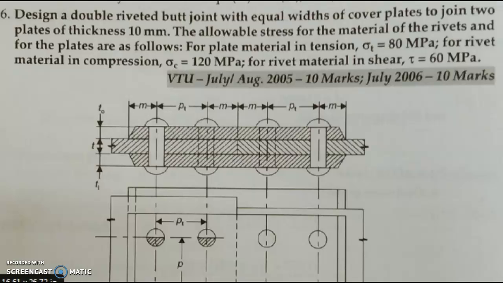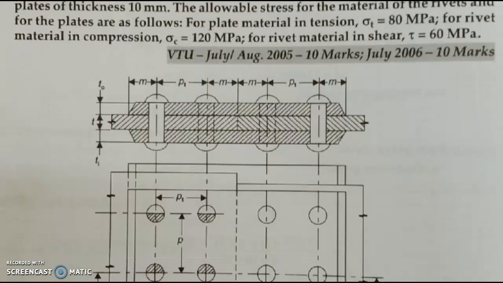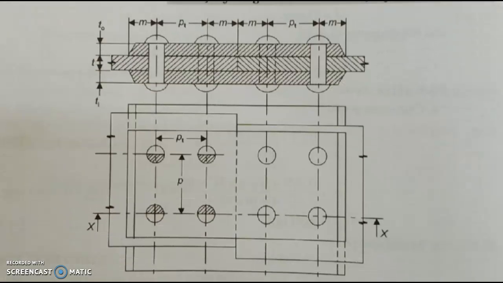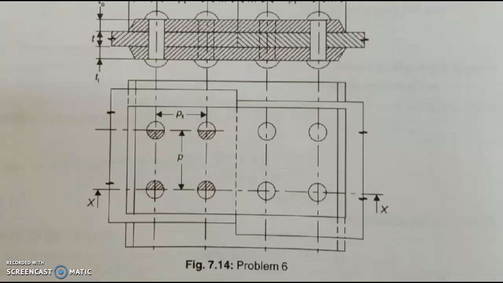In this question, they are asking about the double riveted butt joint, but the figure is already given in the question, so we can write the question and draw this figure also. This is a butt strap joint, and it is a double layered butt strap joint. We can write the given data after drawing this figure.